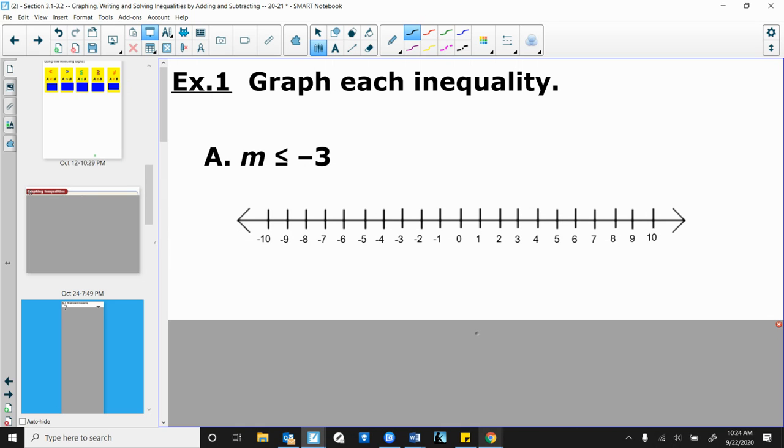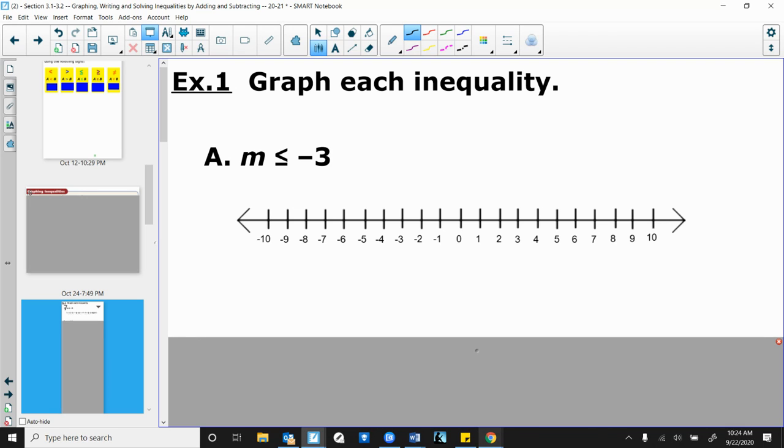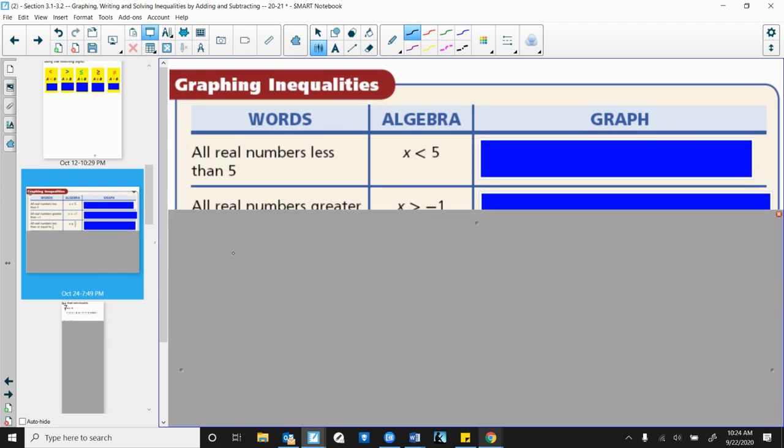All right, so I have m is less than or equal to -3. Now, let's talk about this. There's nothing we can solve here. They've already given us the answer that m is less than or equal to -3. Now we've got to start graphing a little bit, and we have different quantities here.